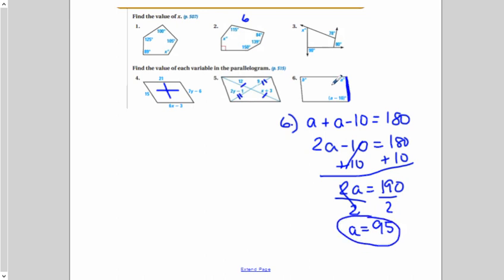Now, in order to find b, b, as I said before, is the same as the angle across from it. So b is equal to a minus 10. So basically what you're going to do is plug in the 95 in for the a here. So I'm going to put in 95, minus 10. 95 minus 10 is 85. And since that angle is the same as the one across from it, b, that means that b is equal to 85 degrees.